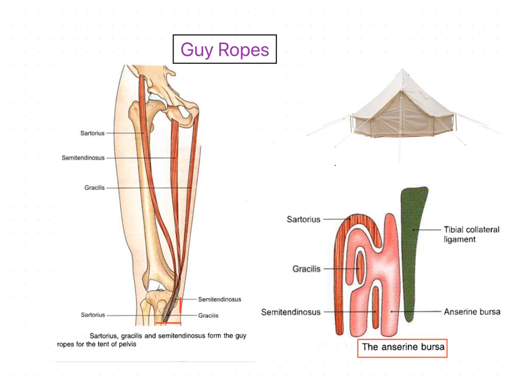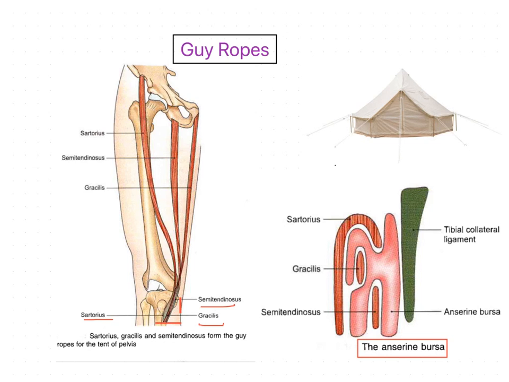So the guy rope muscles are the three muscles which form the guy ropes: the sartorius, gracilis and semitendinosus muscles. These three muscles are related to three different compartments of the thigh region, which also correspond to the three elements of the hip bone.